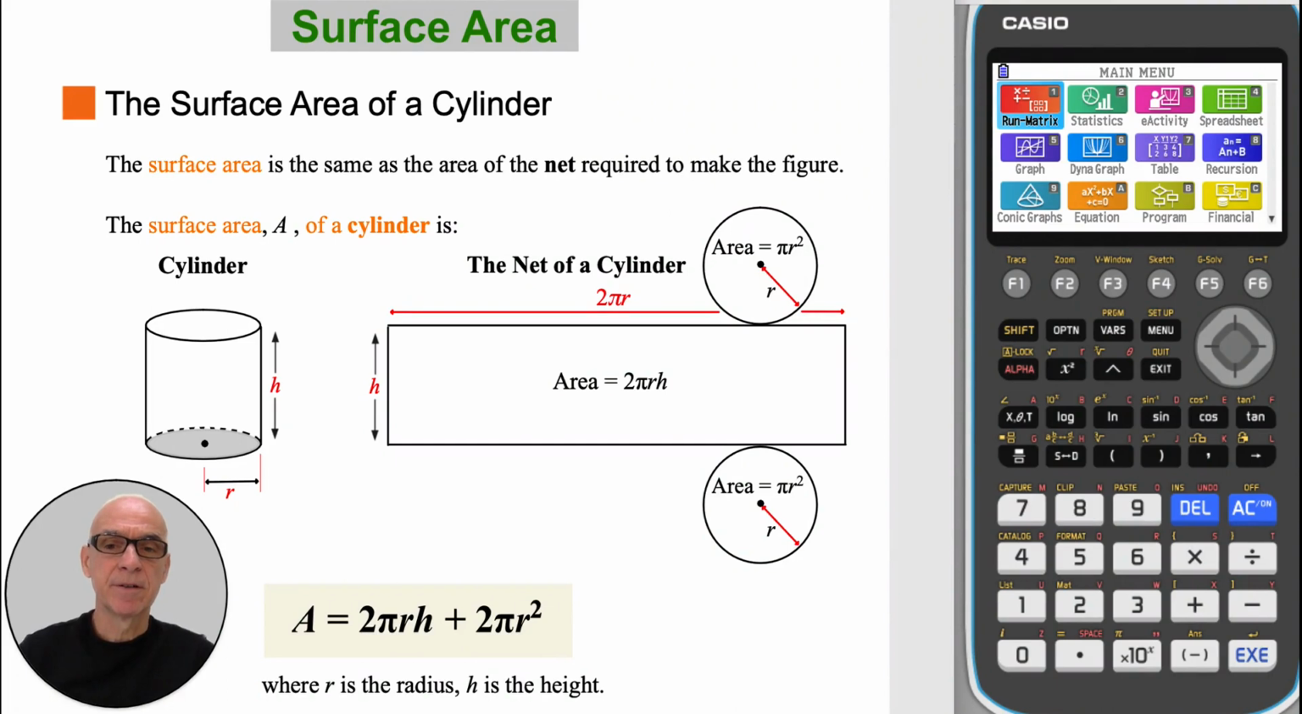Surface area is the same as the area of the net required to make the figure, and the net of a cylinder is shown here. It is made up of a circular bottom and a circular top and a rectangular curved surface area. The surface area of a solid cylinder is equal to 2 pi r h plus 2 pi r squared, where r is the radius and h is the height of the cylinder.